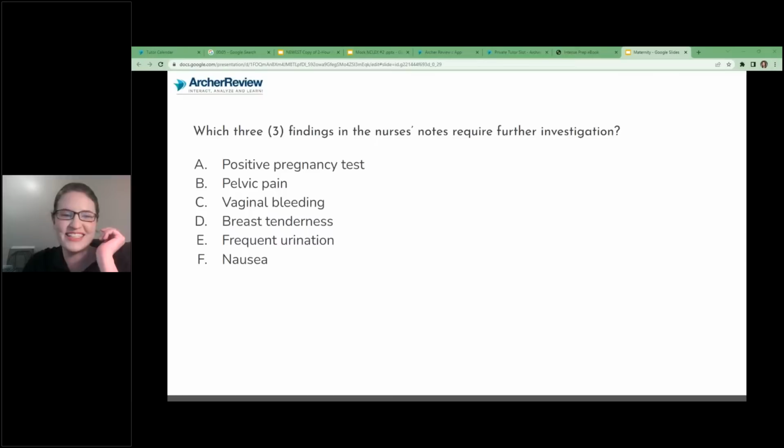Okay, let's go ahead and see what it says. A, B, and C. Good job if you got those right. So the things that were abnormal, well, the fact that she's pregnant is concerning because of the symptoms she's having. Pelvic pain is concerning. We do not expect pelvic pain in pregnancy. Vaginal bleeding, we do not expect that in pregnancy. So these are our main symptoms we want to look at.